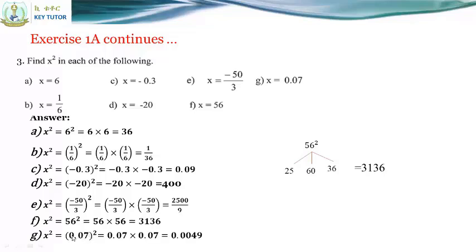3136. Well, 0.07 squared means 0.07 times 0.07, which is 7 over 100 times 7 over 100, 49 over 10,000. And then when you change it into decimal form, it becomes 0.0049.